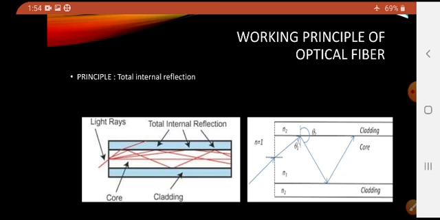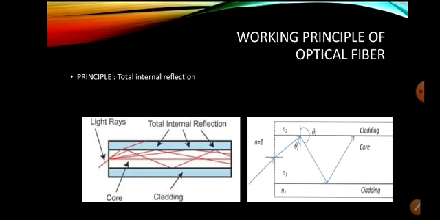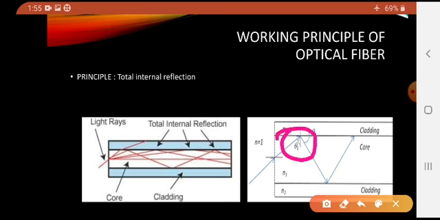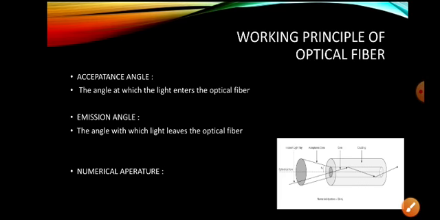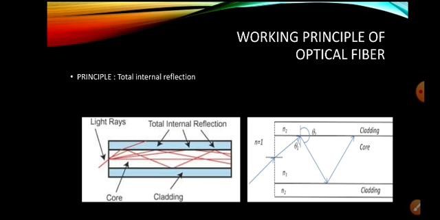At the core and cladding boundary, the light ray undergoes total internal reflection and reflects back, and again total internal reflection takes place at the next boundary. So observe, see here, at this boundary total internal reflection takes place, and at every boundary of core and cladding total internal reflection takes place. This process is repeated until the light ray emerges at the other end of the fiber. So here the light ray is transported from one place to another place through the optical fiber.